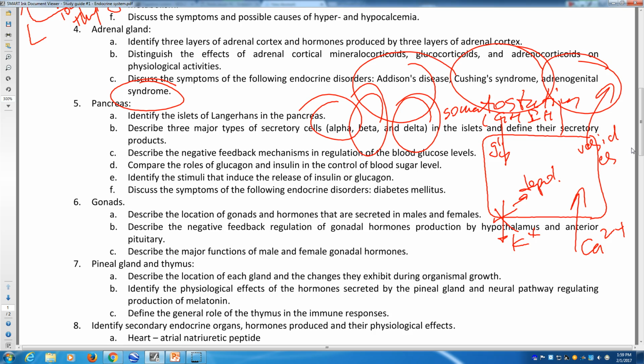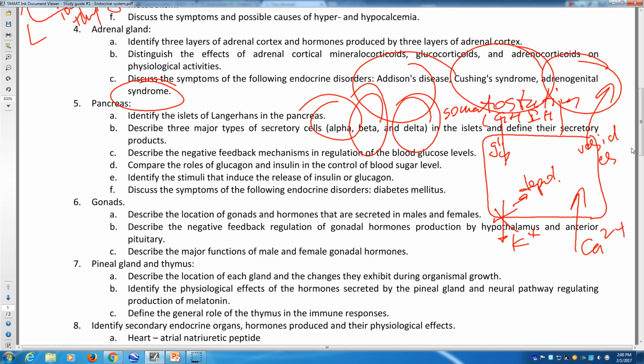Okay, so glucose closes potassium channels. The cell depolarizes. Depolarization opens calcium channels. Calcium influx causes release of insulin. So it's pretty elegant. And then insulin facilitates everything else. Does that make sense?